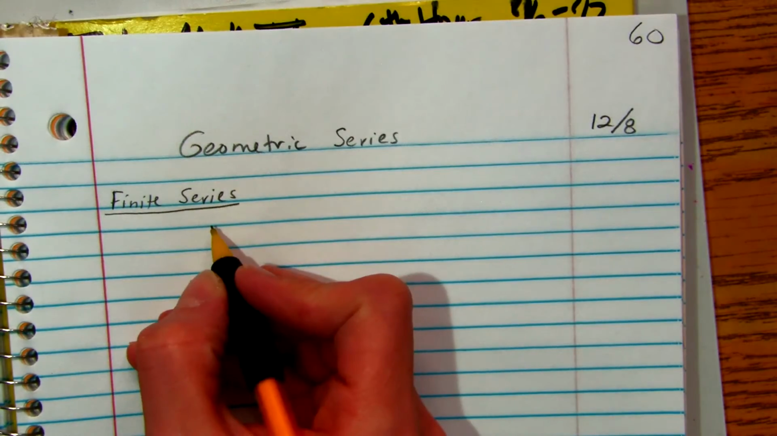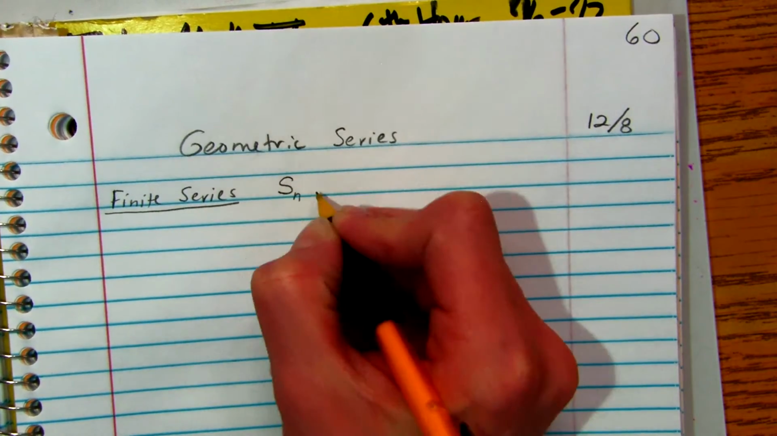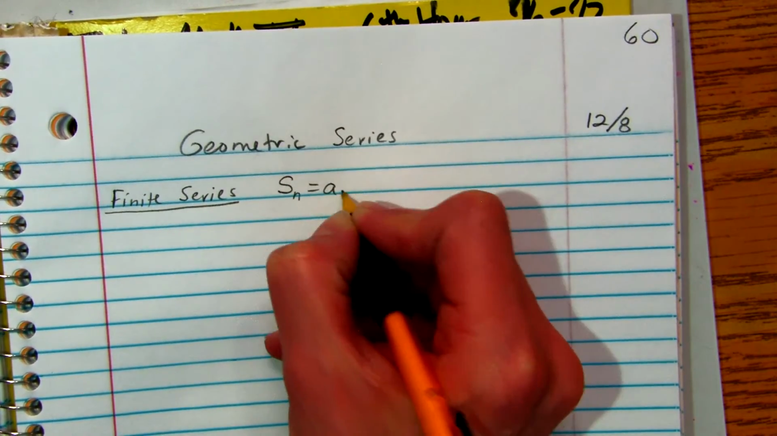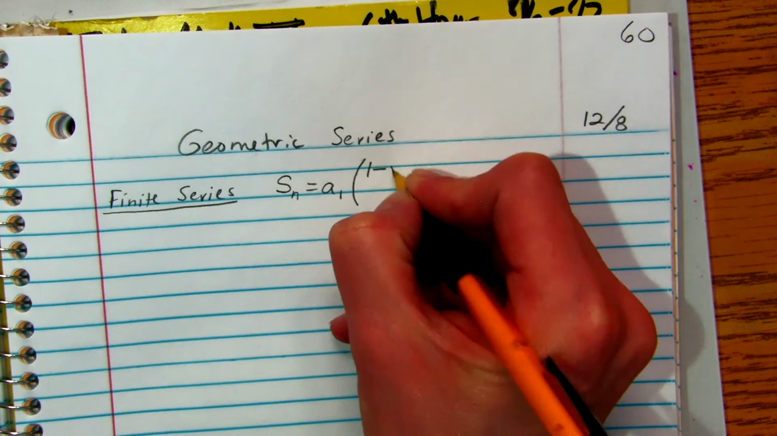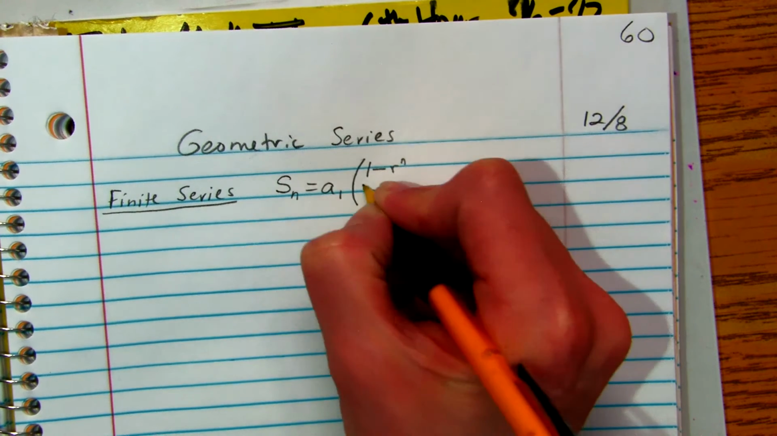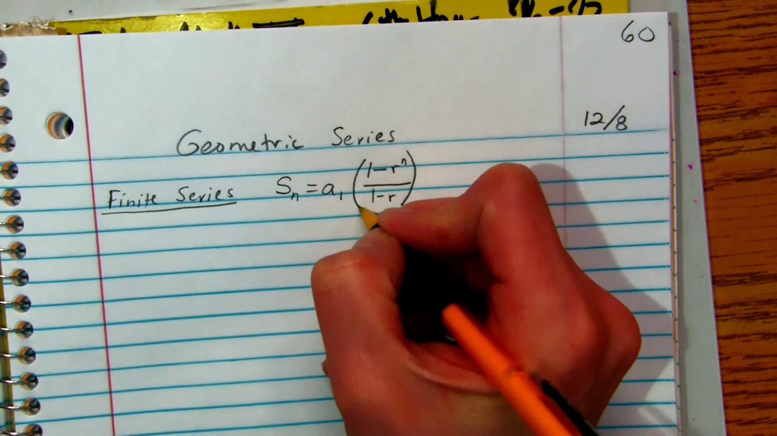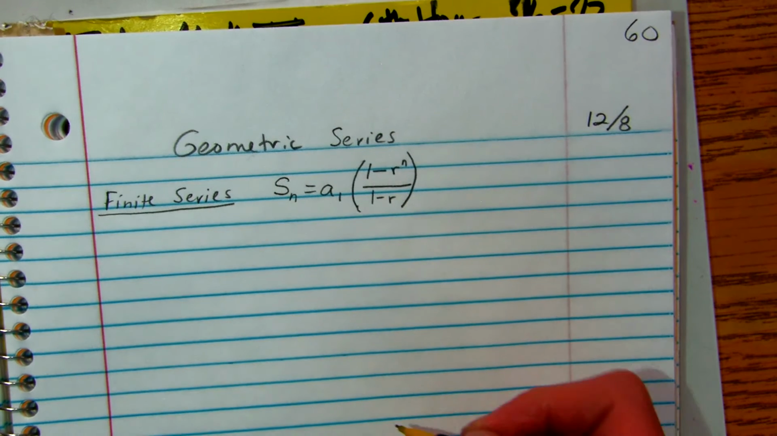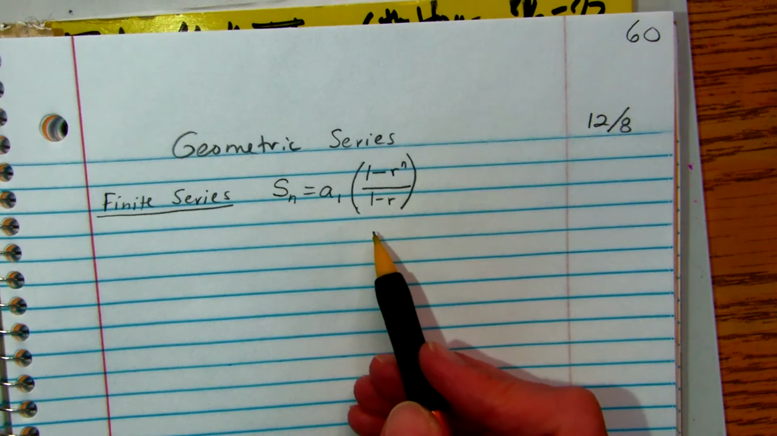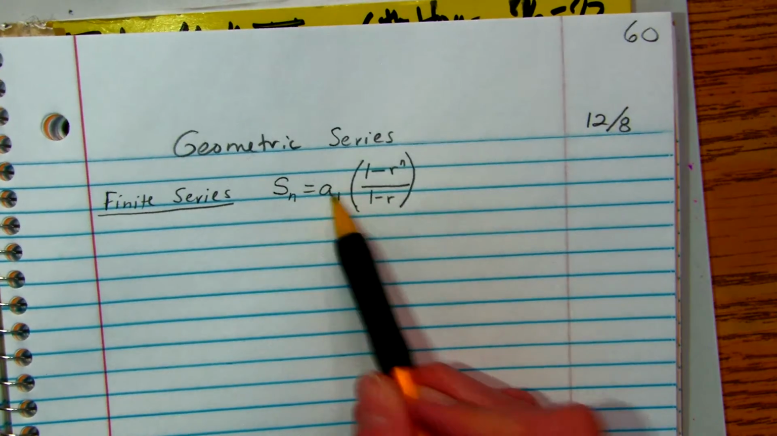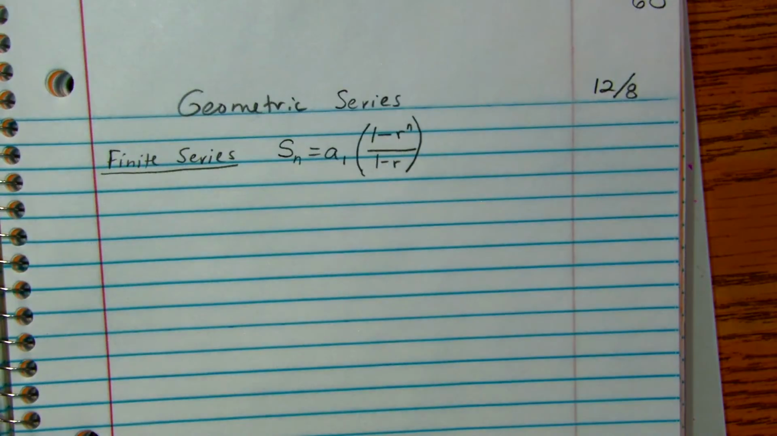So the formula for finite series is the sum of the first n terms, however many terms you want it to be, is the first term, A1, times parentheses 1 minus r to the n power over 1 minus r. The one nice thing about this that's different from the arithmetic series you did yesterday is we do not have to know what the last term of the series is. If we know the first term and we know what r is and we know how many terms we have, that's totally all we need.